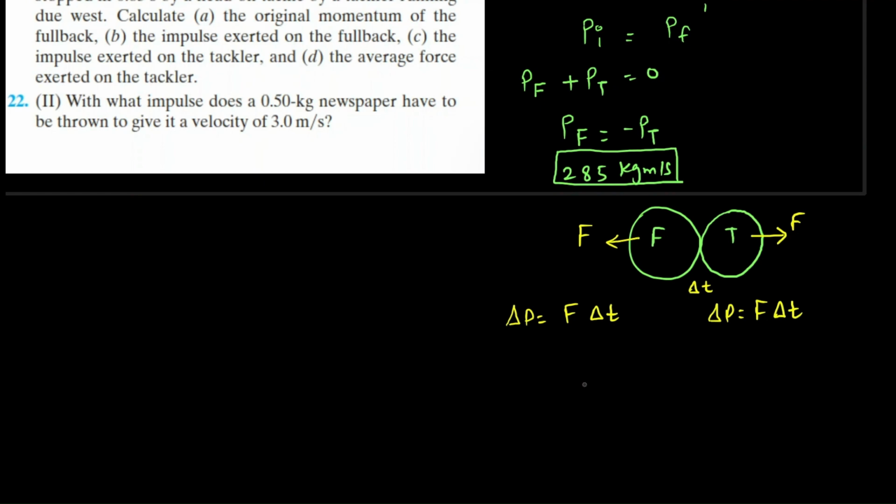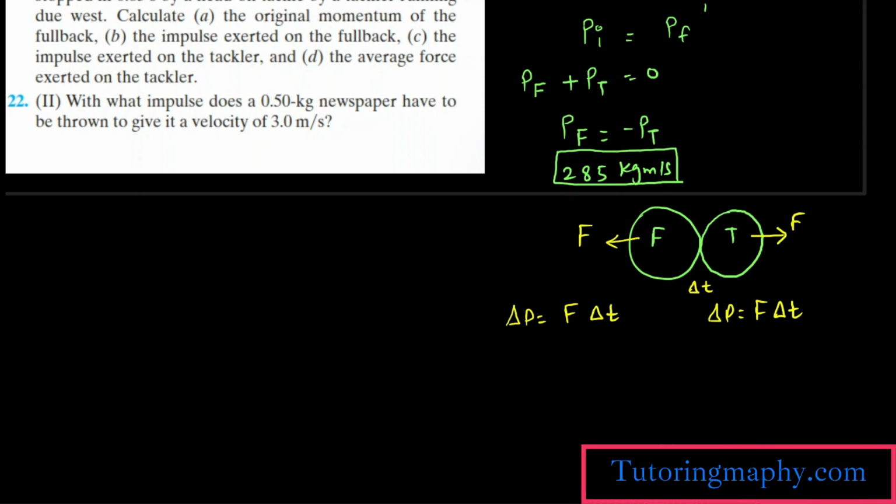Makes sense? Okay, all right. Because of the equal and opposite forces, they have the same impulse in equal and opposite directions. On the tackler, the force is towards the east, so the math works out to be positive. On the fullback, it is towards the west, so it's negative. The takeaway here is that during a collision, the impulses of both parties are equal and opposite.